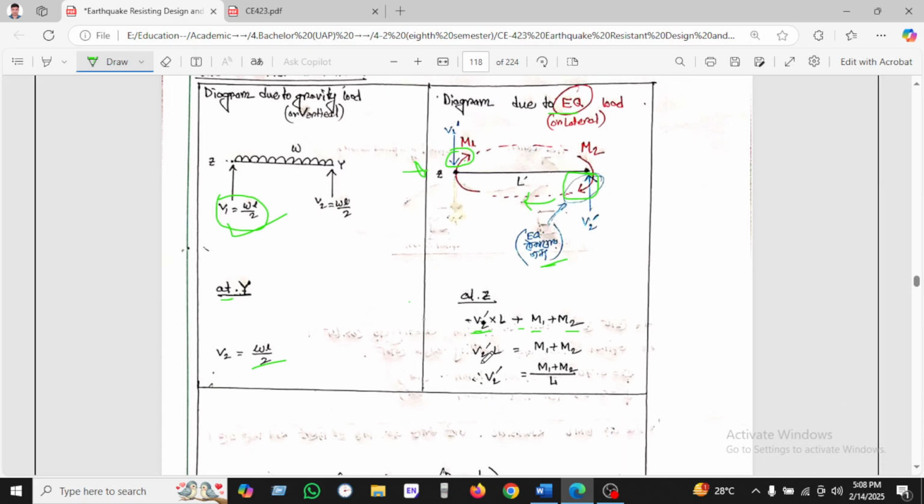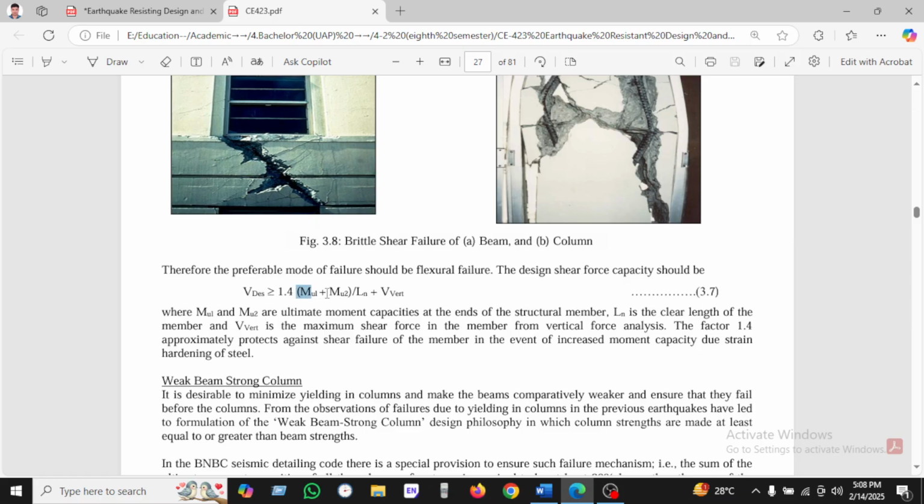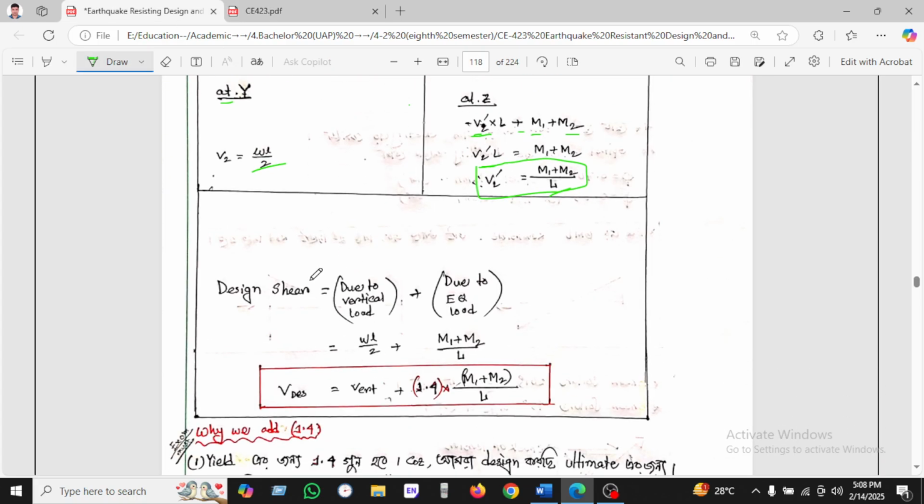So in this way, B2 prime will be (M1 plus M2) divided by L. These are the equations we have seen for how we get B2 plus M2 divided by L. Okay, so let's see the design shear due to vertical load.